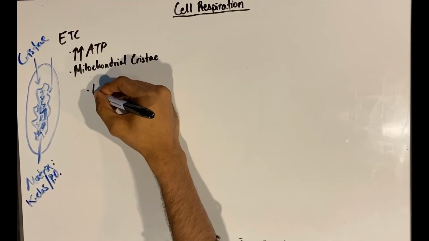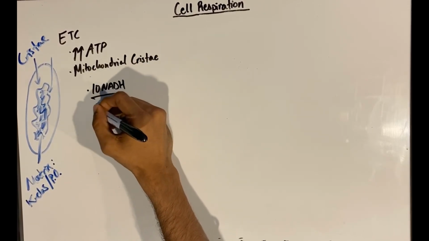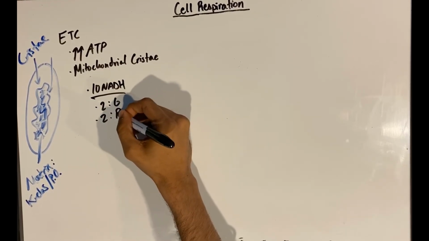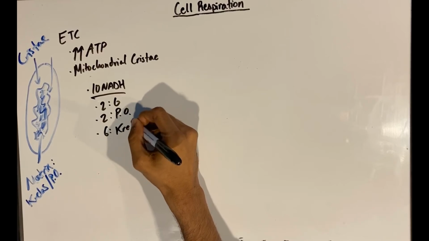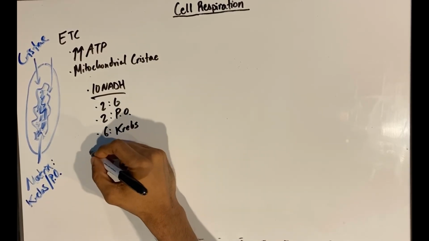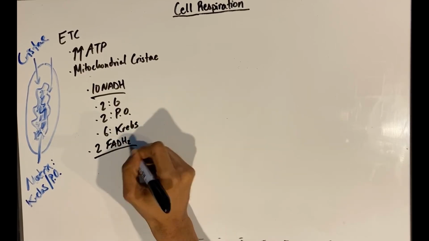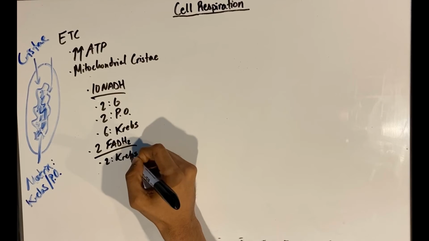So we start off with 10 NADH, and I'll abbreviate here. We get 2 from glycolysis, 2 from pyruvate oxidation, and we get 6 from the Krebs cycle or the citric acid cycle. We also have 2 FADH2, and both of them we get from Krebs.